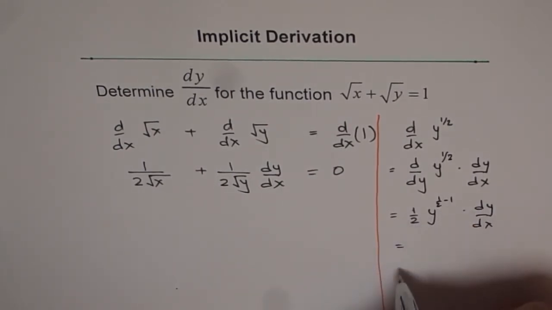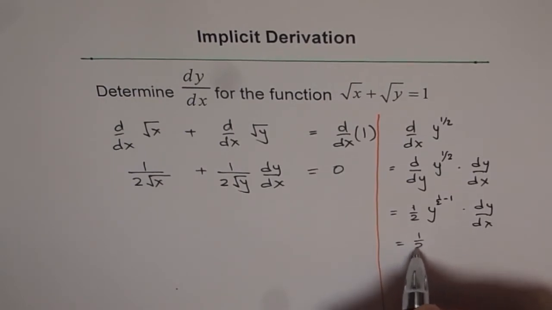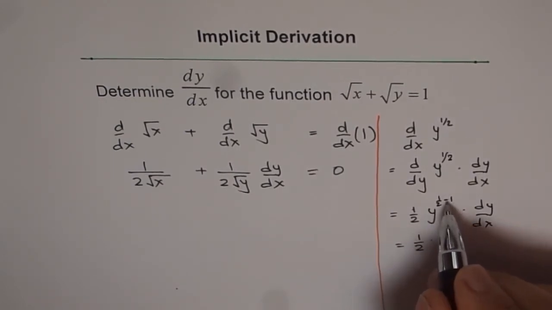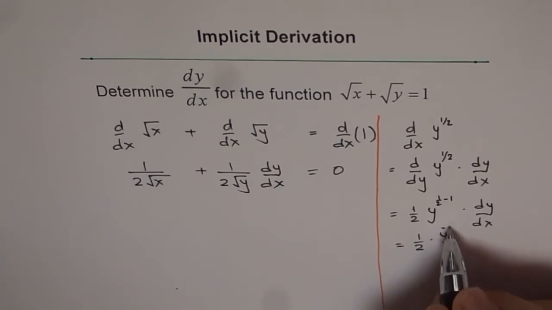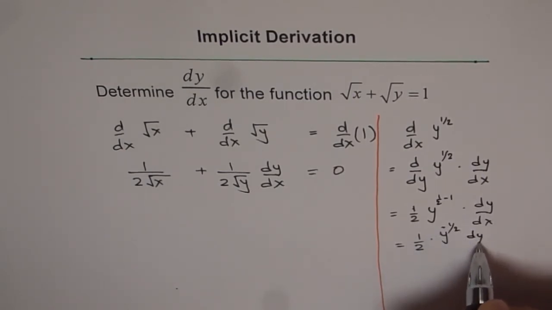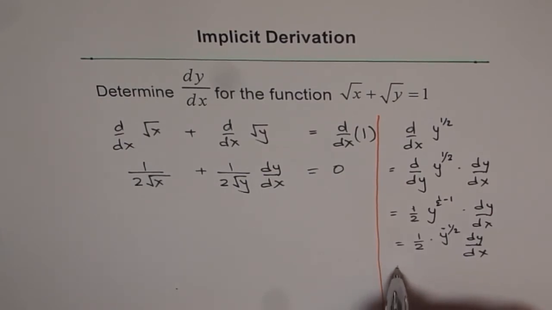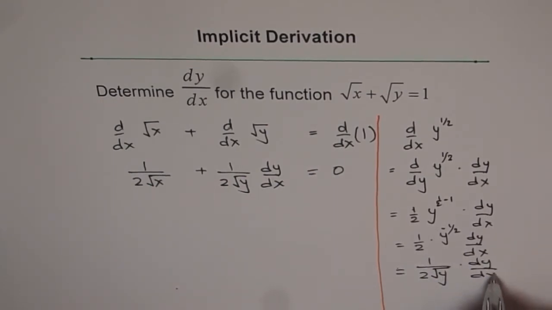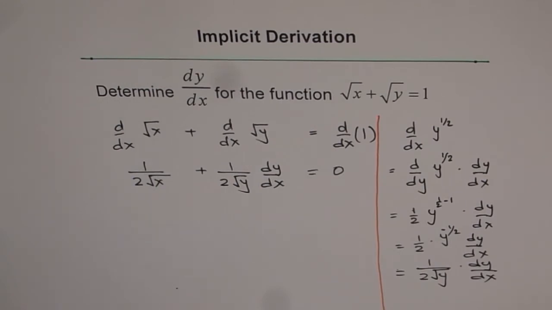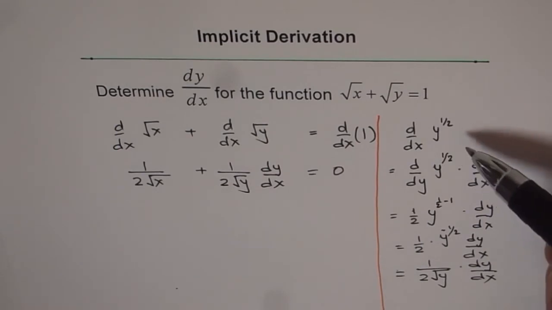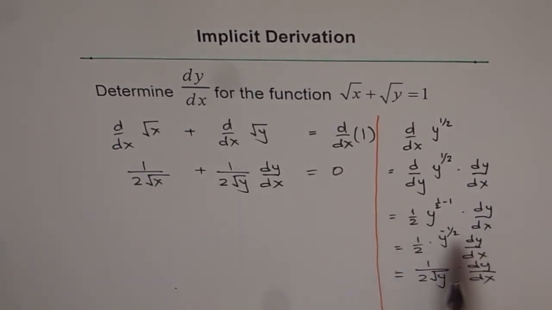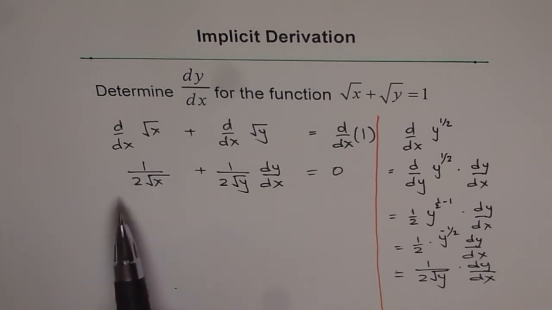Now half minus 1 is minus half, so we get half times y to the power of minus half times dy/dx, correct? Which is what I wrote, that is 1 over 2 square root y times dy/dx, correct? So that is how you get it. I didn't really show all these steps, but I know by now you know it, right? But I thought let me just summarize it. So this is how I did that part, and this was the derivative with respect to x, so I would have got this part, right?